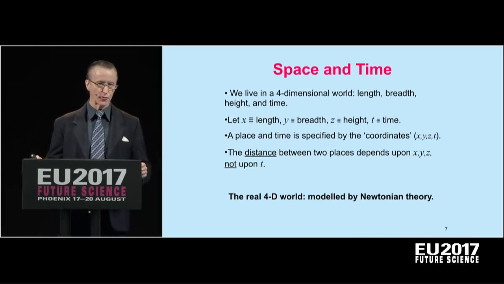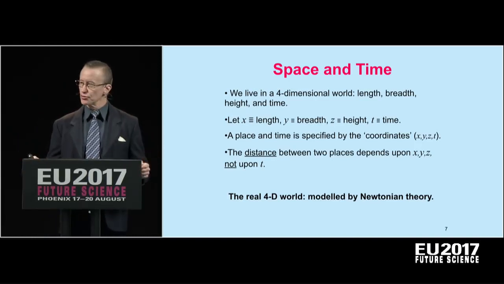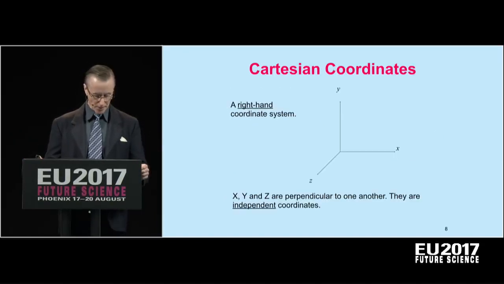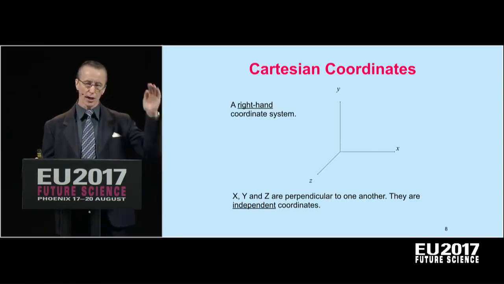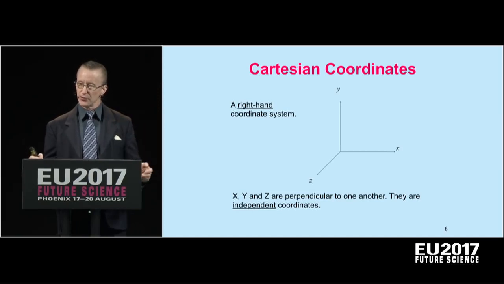Now, that means that the four-dimensional world in which we live, as modelled by Newton, is consistent with Newton. So we'll have now a look at Cartesian coordinates. I'm sure you're all familiar with this from school. Usually we'll have the Cartesian plane, X and Y. Here we've added the Z, so we have space. But it's just like the corner of a room.